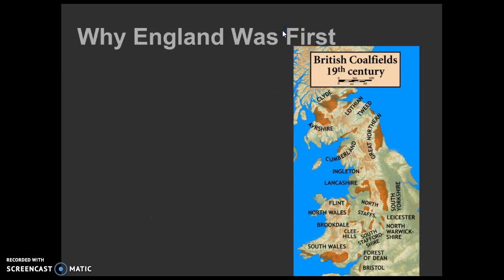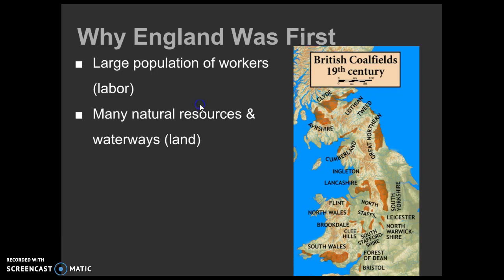All right, England was the first country to industrialize because they had all of those factors of production. They had the large population, so they had a lot of laborers. They had a lot of natural resources, if you see in the map on the right, a lot of waterways that help transportation and power, and natural resources, namely coal. All those brown spots on the map are coal fields.